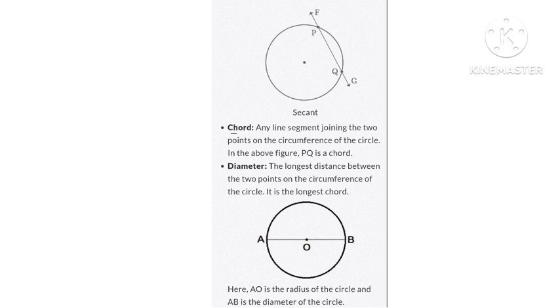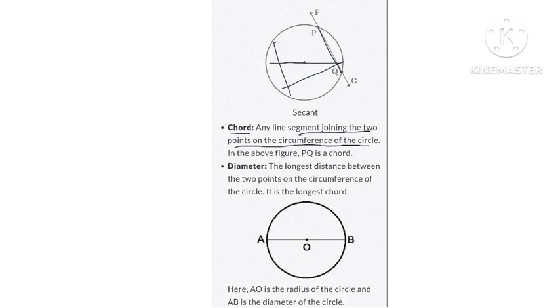Now we'll see the chord. The definition of a chord is any line segment joining two points on the circumference of the circle. For example, this is a chord. You can see the line PQ is a chord. We can draw others here. So this is known as a chord.